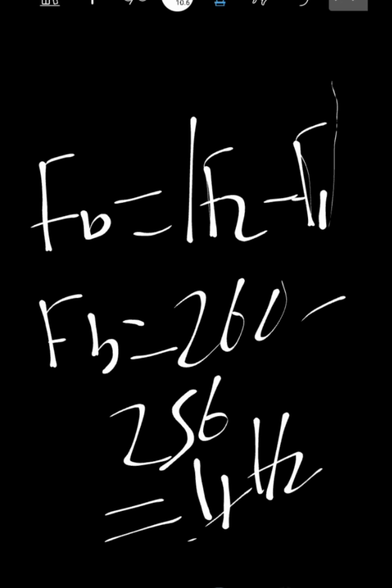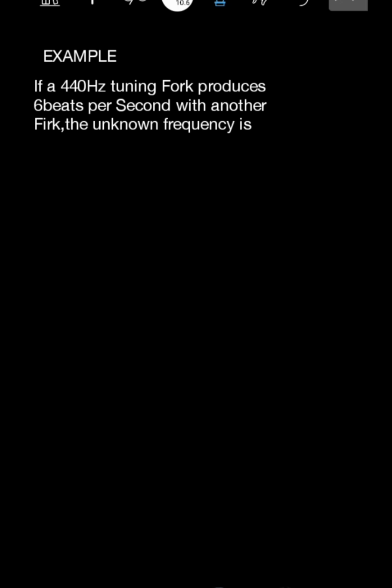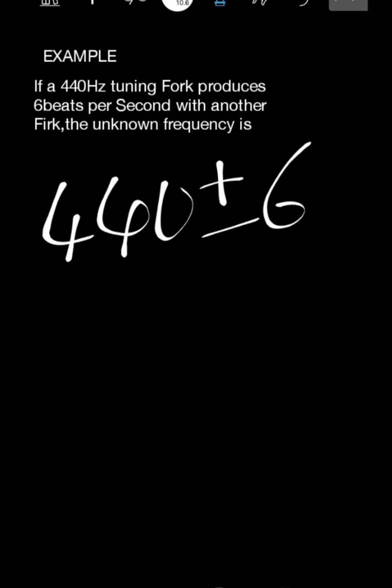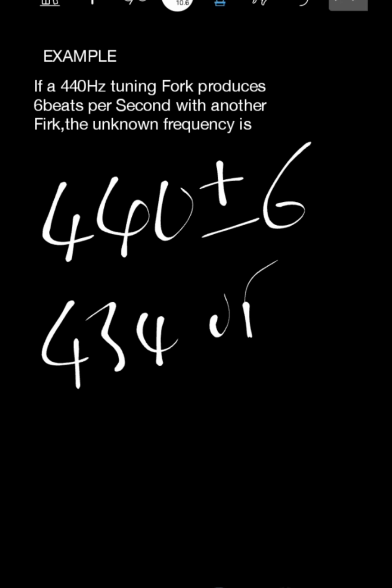They can also ask you to find an unknown frequency. For example, if a 440 Hz tuning fork produces 6 beats per second with another fork, the unknown frequency is found by saying 440 plus or minus 6. So you're going to find that the frequency is in the range of 434, or when we add the 6, 446. So that's all about standing waves and beats.